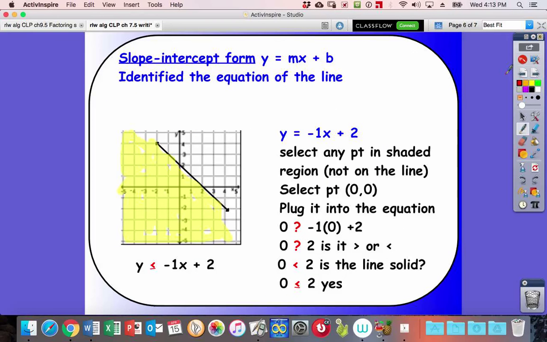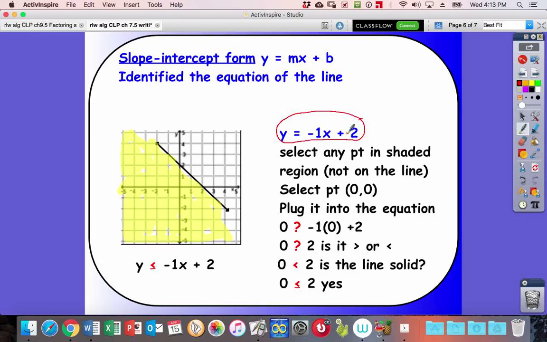Now let's talk about graphing the inequality. If I want to graph an inequality, the first thing I do is write the equation of the line. On this one, we figured out the slope was -1 and the y-intercept is 2, so here's the equation of the line.